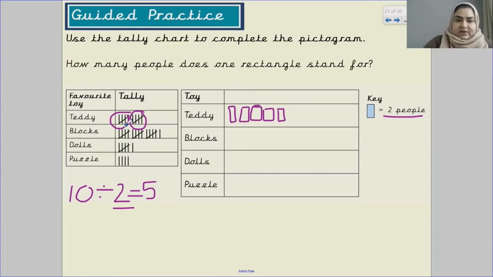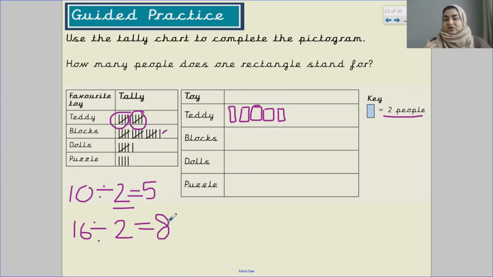Okay, now let's look at the next one. So it says blocks. So there are 15 people, 15 plus the 1 here. So 5, 10, 15 plus the 1 here is 16. So I know 16 people like the blocks. So 16 divided by 2 is 8. Okay, and the way I can double check that is by doing the inverse. So I could do 8 times 2, which gives me 16.